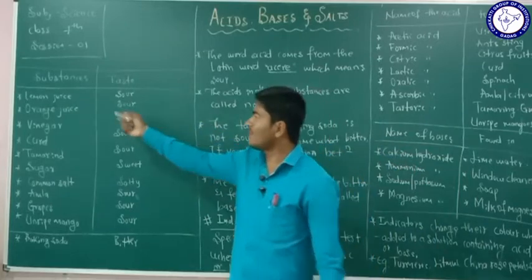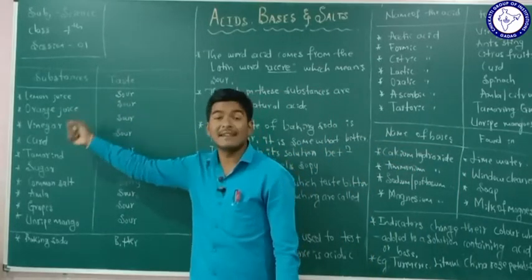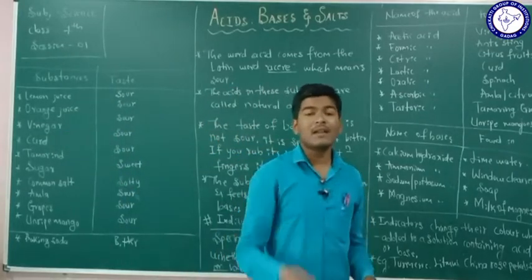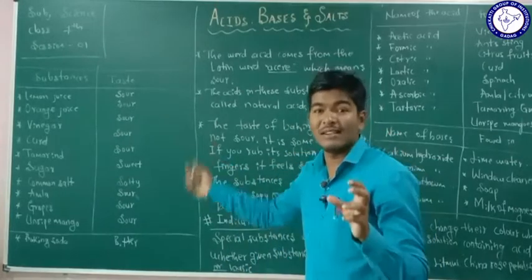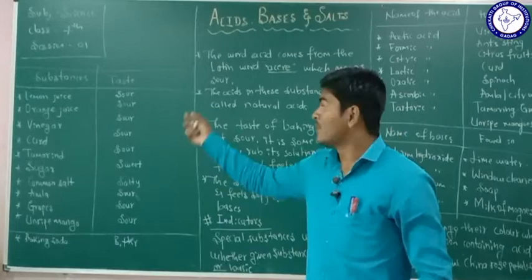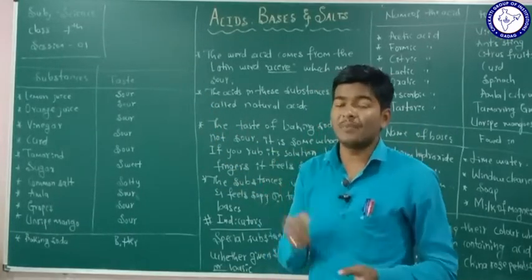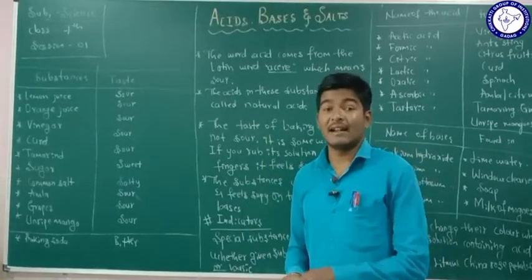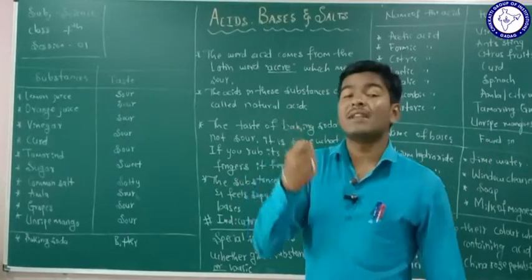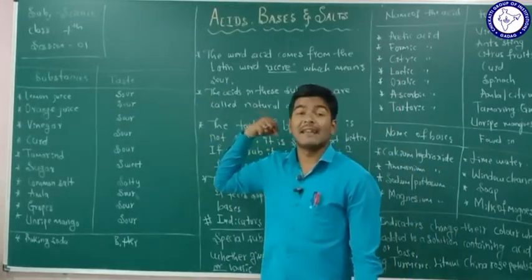What is the nature of the lemon juice? It is acidic in nature. Orange juice, acidic in nature. Vinegar, acidic in nature. In general, your parents may use this word acidic. When you are going to drink some juices, like orange juice or lemon juice, sometimes they say it is acidic in nature, so don't have too much of it. Why? What is the meaning of acidic here? It tastes sour because it contains acids.